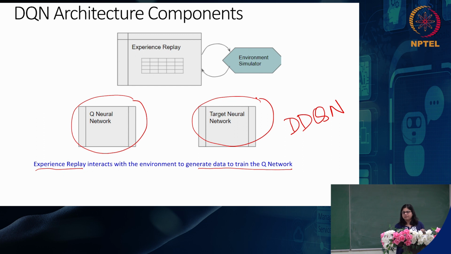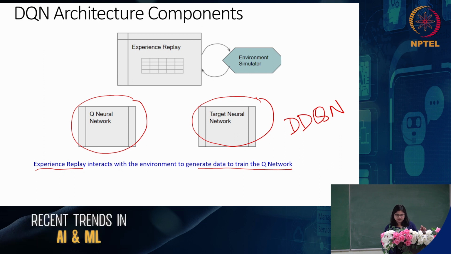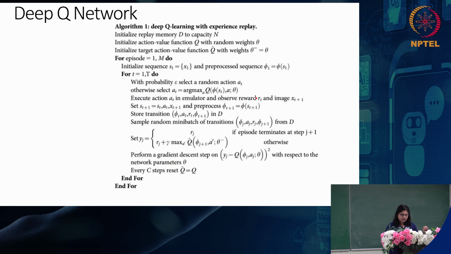Because you have seen that we need two Q values, one Q value for S, another Q value for S dash. And obviously if you are using the same network for approximating Q and Q dash, that is a kind of bias, or maybe that is not good. So that's why we can use two separate networks. That is the idea of DDQN.